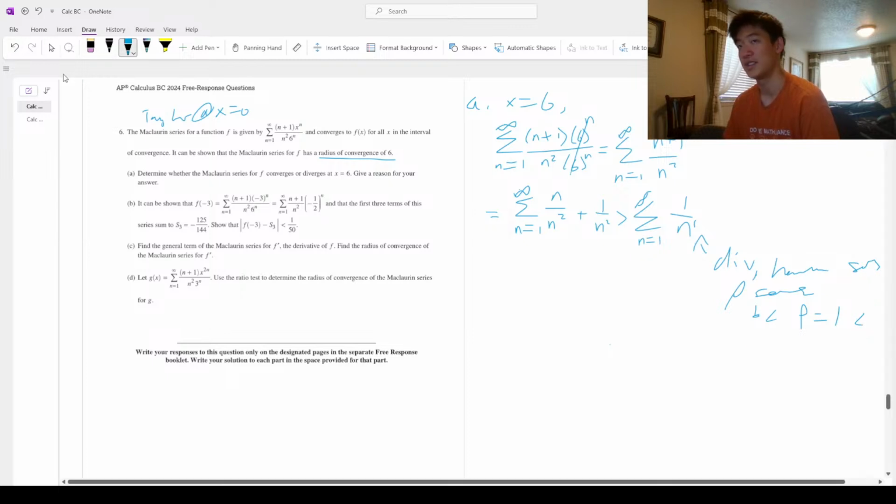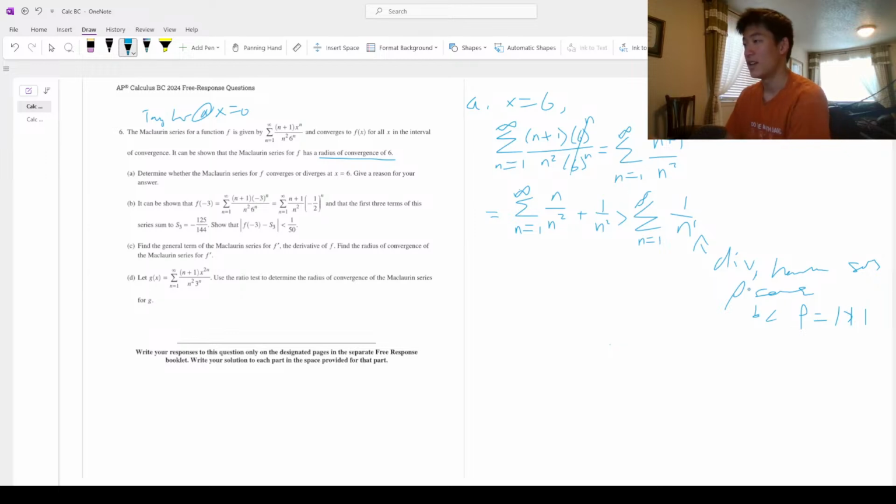Yeah, the p-series test converges only if p is greater than 1, and 1 is not greater than 1. So this is basically a direct comparison test. Also, this is a direct comparison test to the p-series, to the harmonic series.